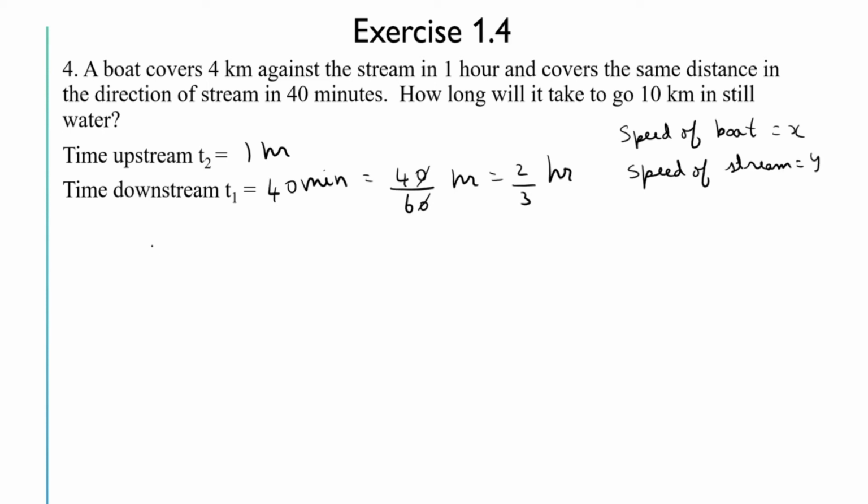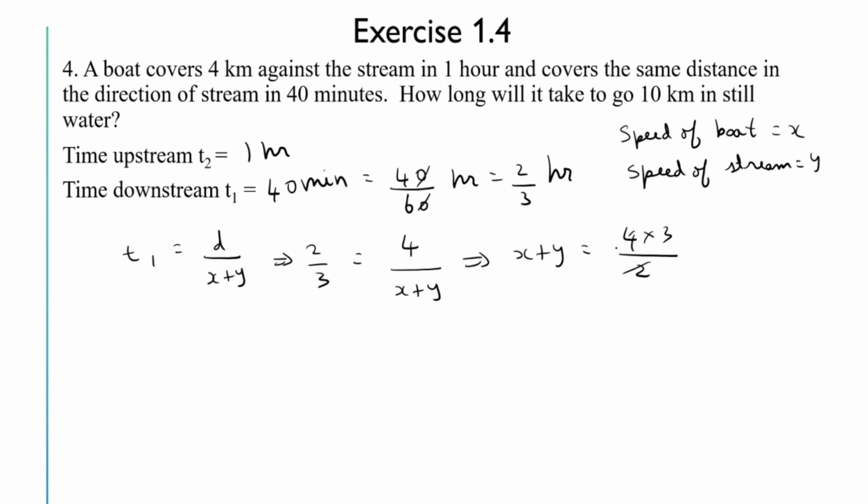We know that T1 is equal to d divided by x plus y. So from this we have 2 by 3 is equal to, d is given as 4 kilometers, so 4 by x plus y, or we have x plus y is equal to 4 into 3 by 2. It is equal to 6.